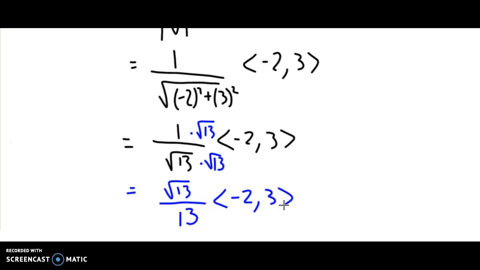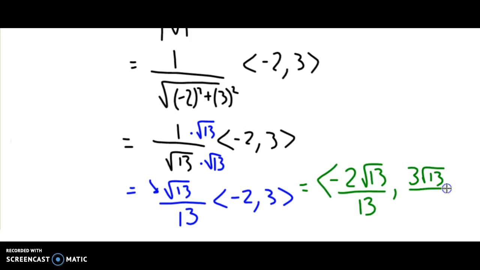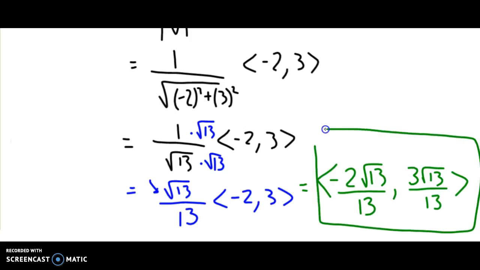And so we said scalar multiplication is I'd just take this amount right here, the whole thing, and multiply it by negative 2 and by 3. So it'd be negative 2 square roots of 13 over 13 and 3 square roots of 13 over 13. So if I had components negative 2, 3, and I wanted a unit vector, meaning a magnitude of just 1, this would be my components now, with the same direction as my original vector, just with a magnitude of 1.